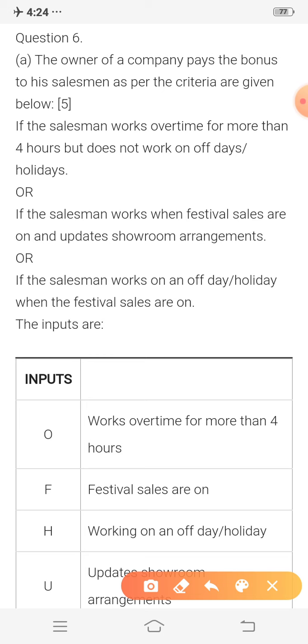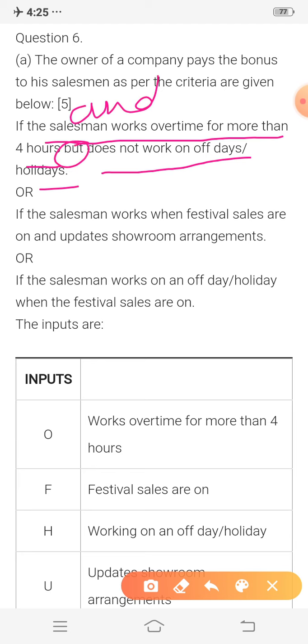The owner of a company pays the bonus to his salesmen as per the criteria given below. Now, the first criteria is: if the salesman works overtime for more than 4 hours but does not work on off days or holidays. Here "but" actually means "and", so these two criteria should be fulfilled.